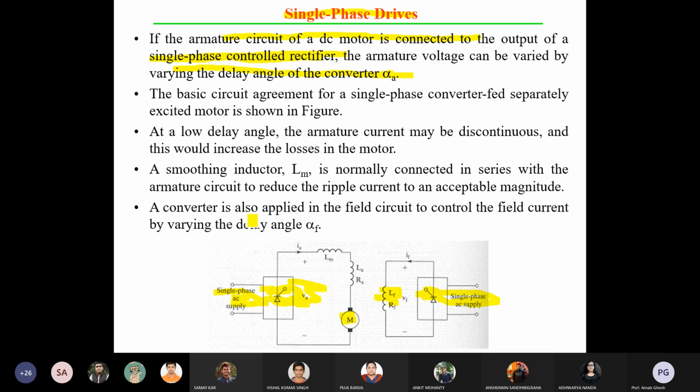Now, the output of that op-amp, what output will you get? You will get a square wave type of signal. Only when the input is more than zero, comparing them, you will get the output. So one signal you will get, that is a square wave type of signal.